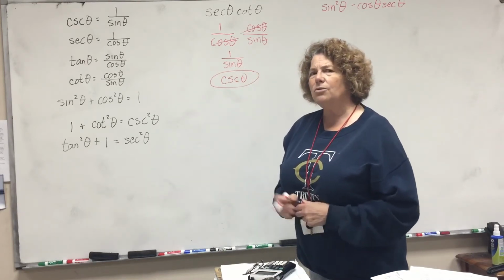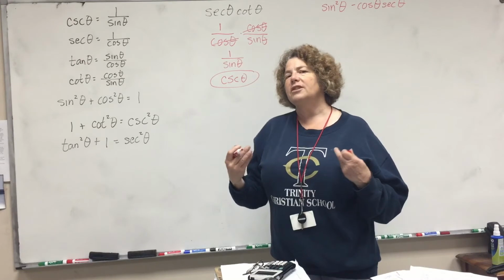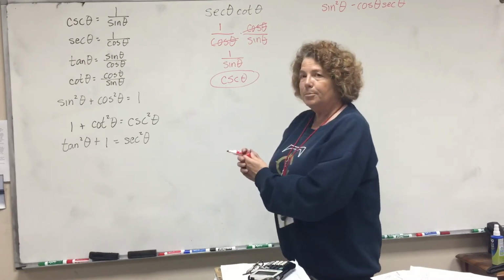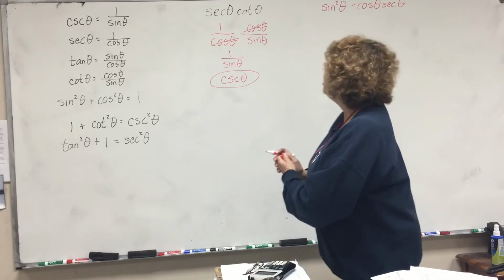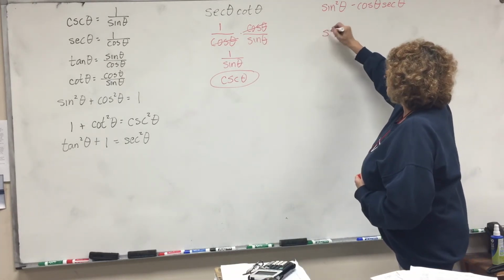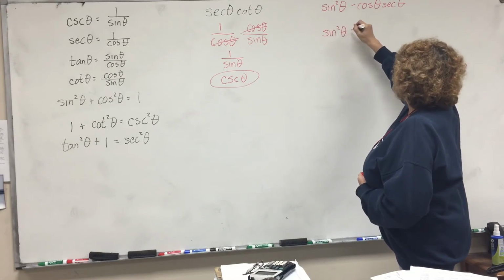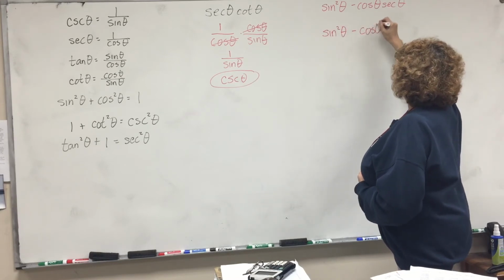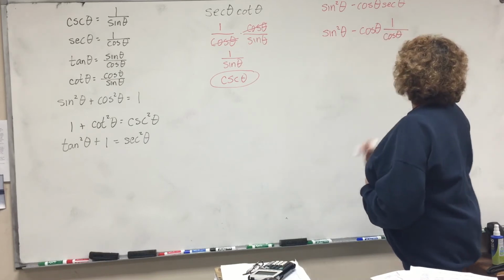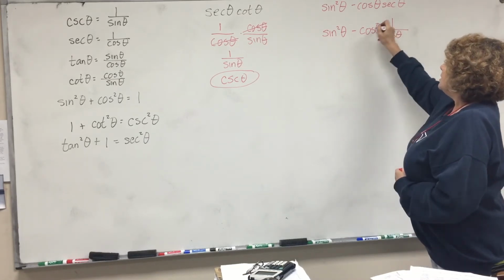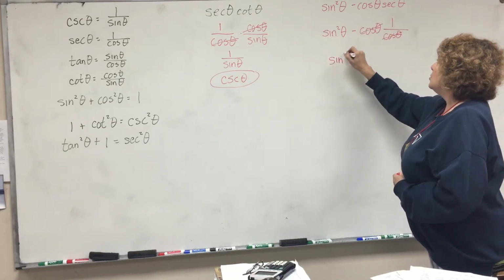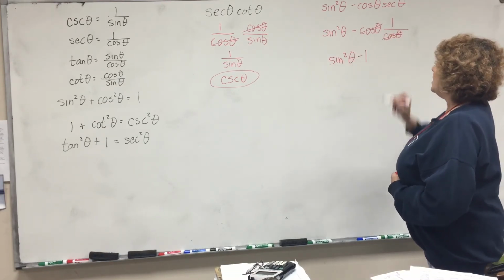So see, all you have to do is substitute in, change everything to just plain sines and cosines, and then simplify it to its simplest form. Let's do one more. Sine squared is already in sine, cosine, and secant is 1 over the cosine. Well, if I look, cosine divided by cosine is just 1. So sine squared of theta minus 1.